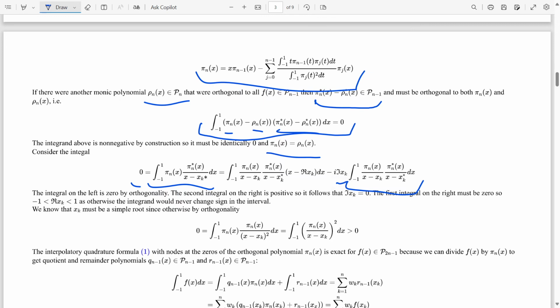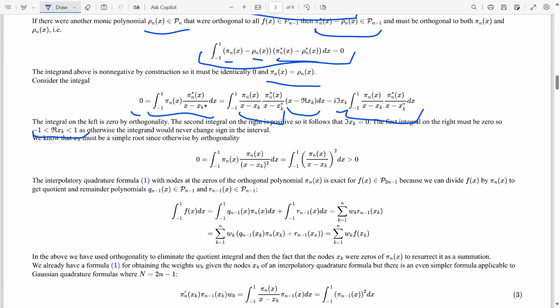The real part has an integrand with one factor which again is never negative, times x minus the real part of xk. And that means x minus the real part of xk must change sign in the interval, or else the integral couldn't end up being 0. So that tells us that the root xk must lie in the interval of integration.